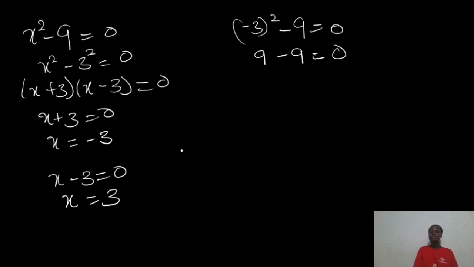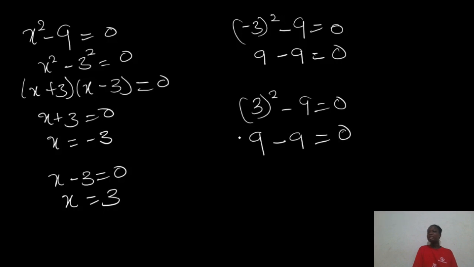Let's also put positive 3 into our equation and see what we are going to get. So positive 3 squared minus 9 equal to 0. So you are going to get 9 minus 9 equal to 0. 9 minus 9 is giving us 0. Positive 3 squared minus 9 is 0. So which implies that our values we've gotten for x are correct.